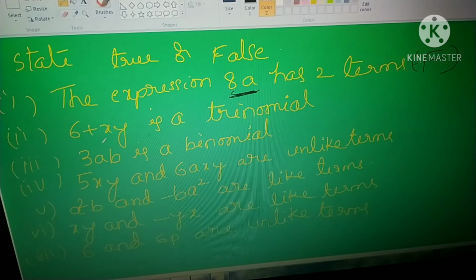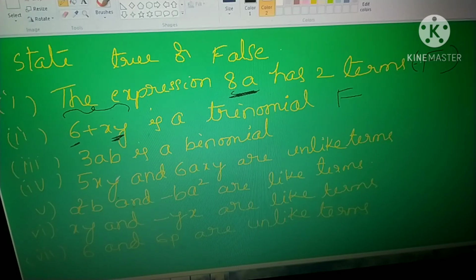Now see this one, 6 plus xy is a trinomial. 6 plus xy. This is one term, this is one term. So how many terms do we have in total? Two terms. But what are they saying? Trinomial. Trinomial means having three terms. But we have only two terms here. So 6 plus xy is a binomial, not a trinomial. So this is also false.